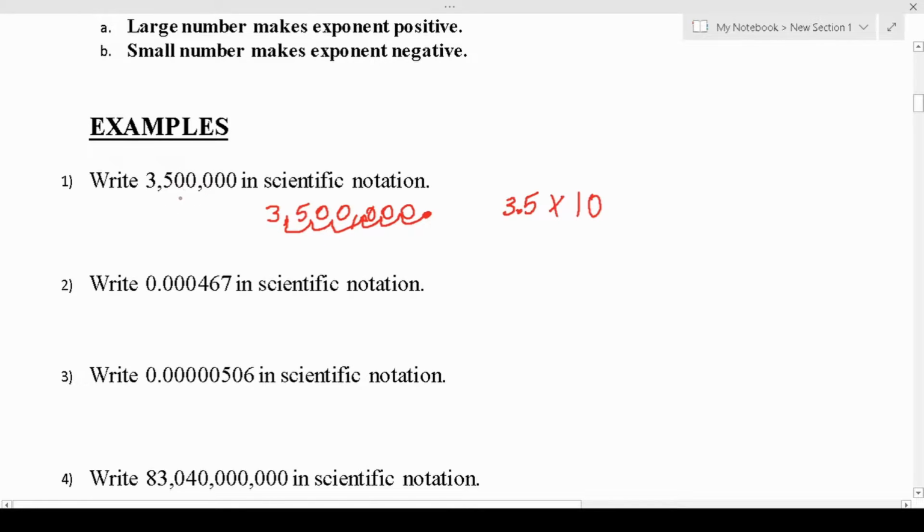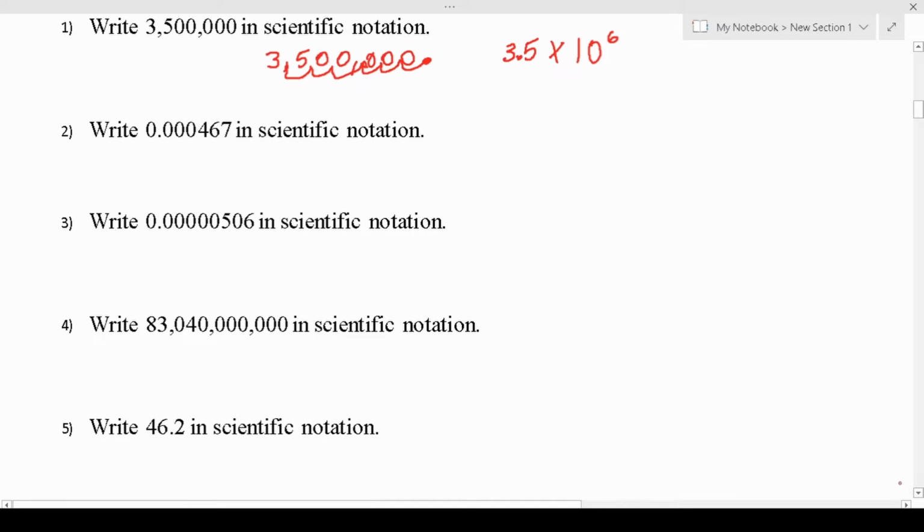And in this case, we know we're dealing with a large number, so we know it's going to be positive, and more specifically, it's going to be positive 1, 2, 3, 4, 5, 6, since we had to move the decimal place 6 times to make 3.5 million be 3.5. Okay, and that's all there is to it.